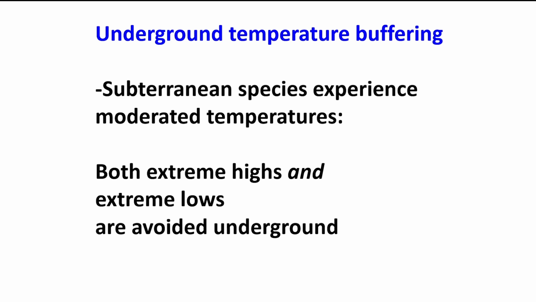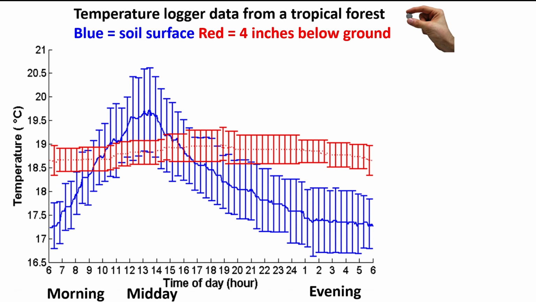So the underground world buffers temperatures. Species that live underground are going to experience a more moderate temperature environment than species that live above the ground. And below ground species are going to experience both more moderate high and low temperatures. So here's some data that we've collected that illustrate these points.